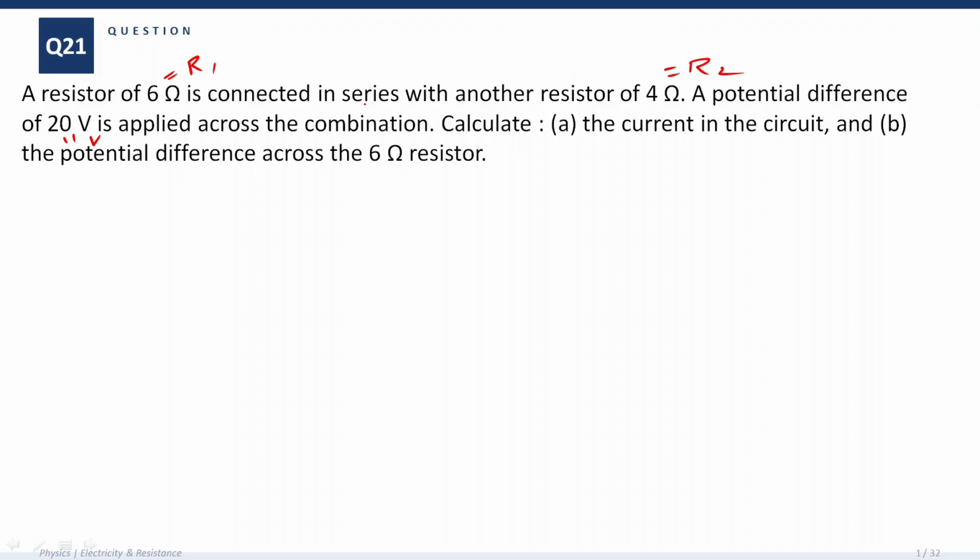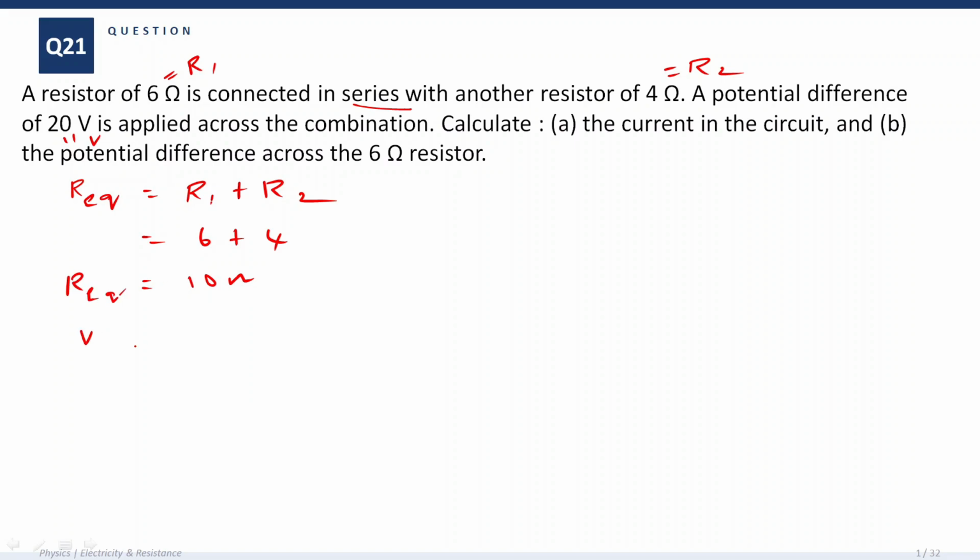Which type of connection? Series. Then equivalent resistance equal to R1 plus R2, 6 plus 4, 10 ohms. This is the R equivalent.